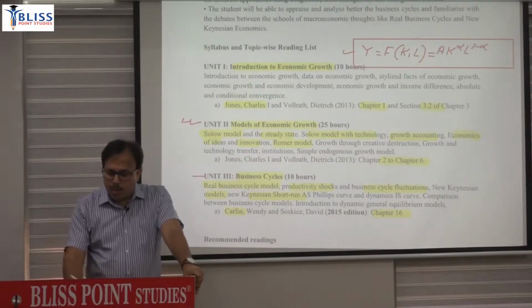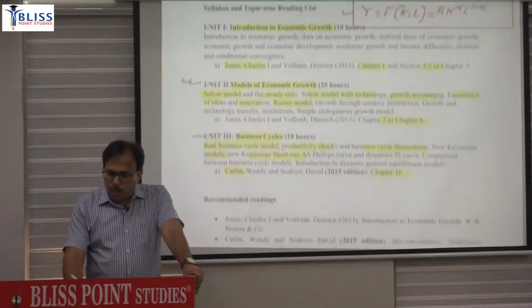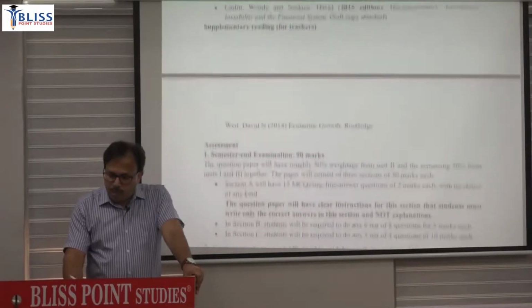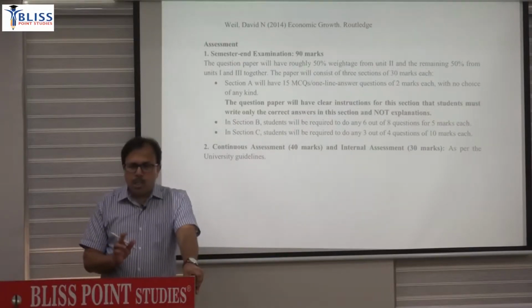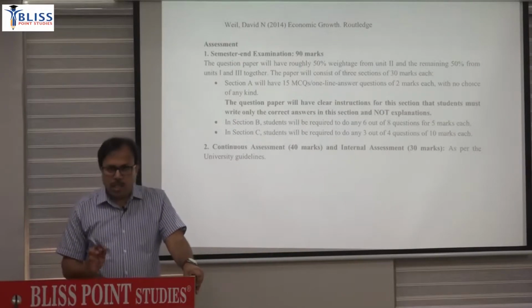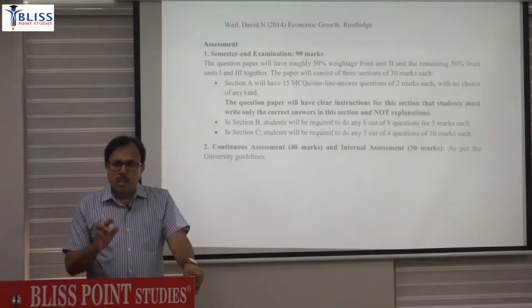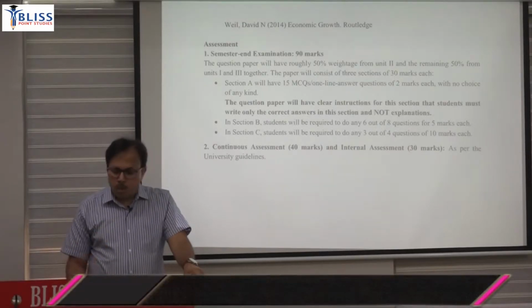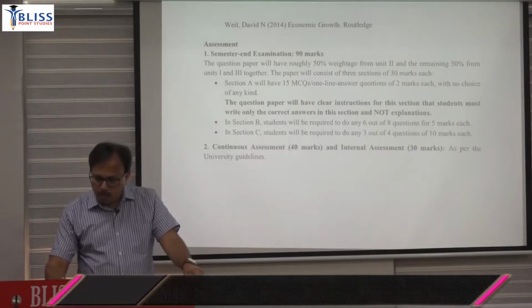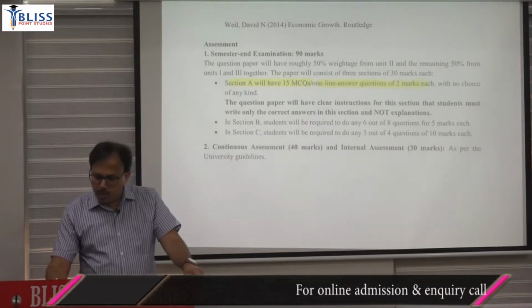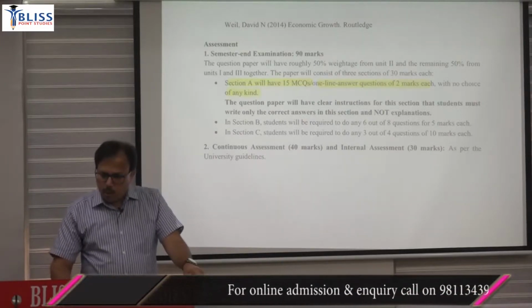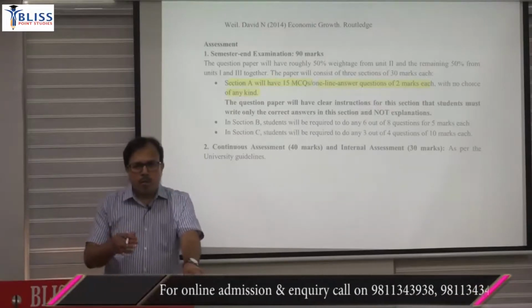economic growth and business cycle, and the format of the exam in this growth model will be, there will be questions in 3 sections, section A, section B, section C. तीनों section के अंदर 30 marks each के questions होंगे. First section will be MCQ, section A will have 15 MCQ और one-liner questions of 2 marks each. There will be no choice in that. So obviously from all the 3 units.